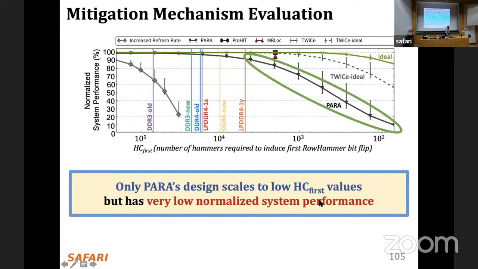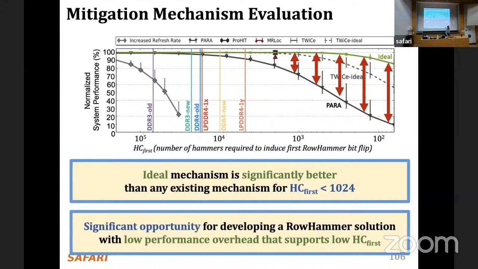But as you go into the future, PARA's design scales. It still works, but it's terrible in terms of performance, as you can see. So at this point, it loses 80% of the performance. That's not good, right? I think recent results have also been showing the same thing, or something similar in the end. So the ideal mechanism is significantly better, basically. Essentially, this paper showed that existing mechanisms are not doing well. PARA is the only scalable mechanism. The other ones are very difficult to scale, and they become extremely hardware costly. Some of them we didn't even know how to scale at that time. And even the ideal mechanism is losing performance, but there's a huge gap between the ideal mechanism and existing scalable mechanisms.